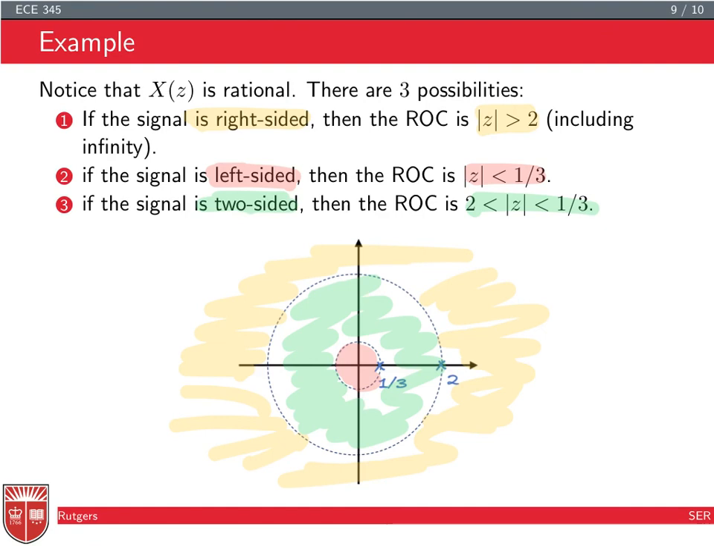Also, something I forgot to mention is that in the first case, when the signal is right-sided, if you find the limit of X(z) when z goes to infinity, meaning z to the power minus 1 goes to 0, you can see that this limit exists, and for this reason, infinity is in the ROC. So here, this includes plus infinity.